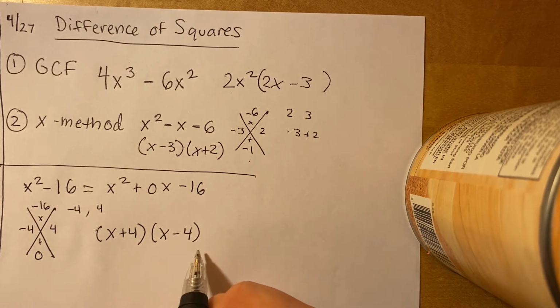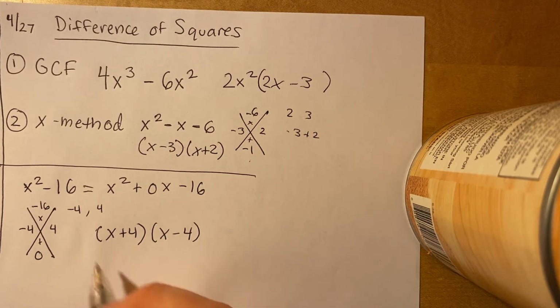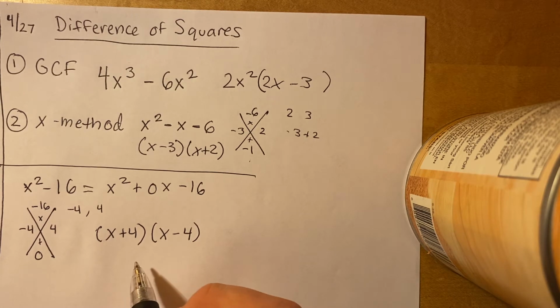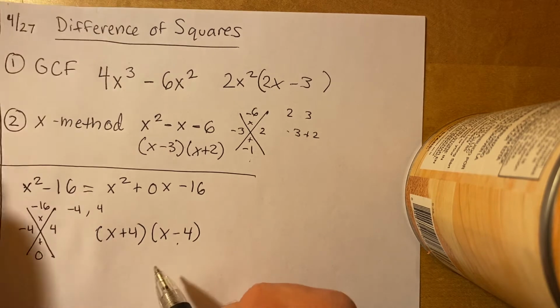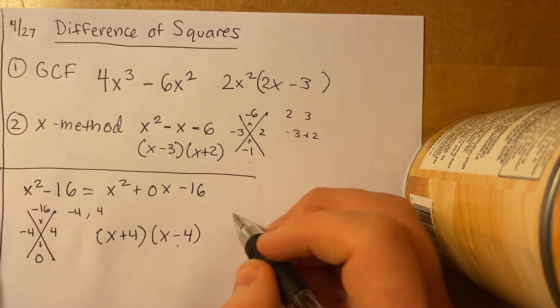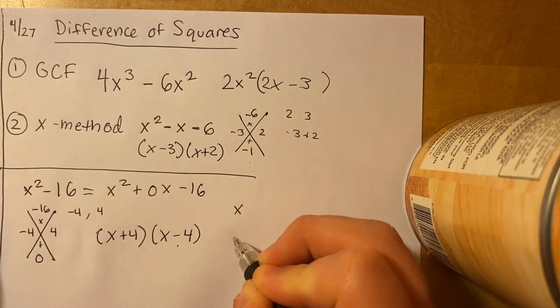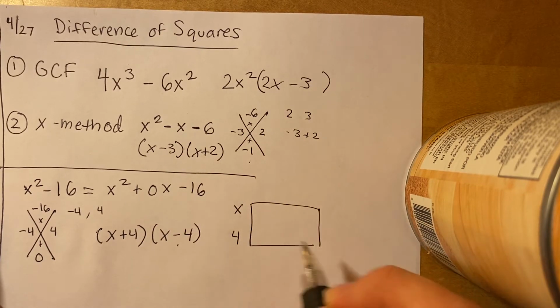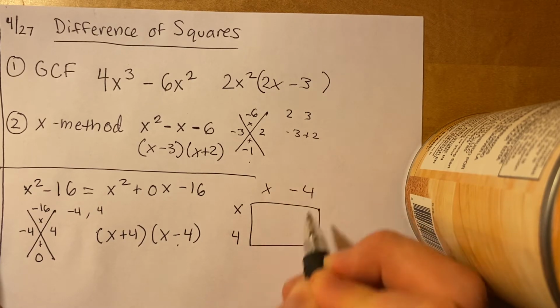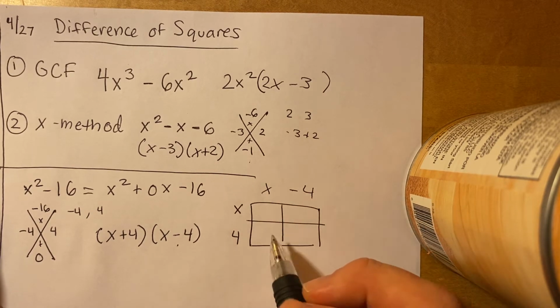Plus 4, minus 4. The next thing we're going to do is I'm going to show you how this equals this. So if you go to your box, you have x plus 4, and then you have x minus 4, right? So do your box multiplication.